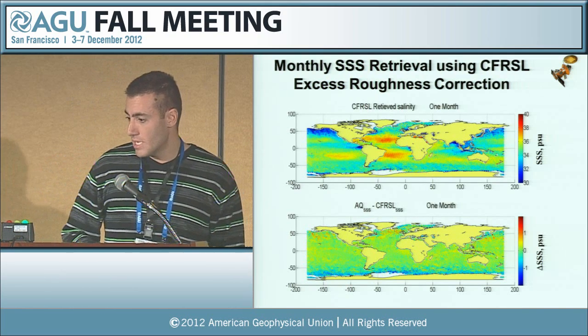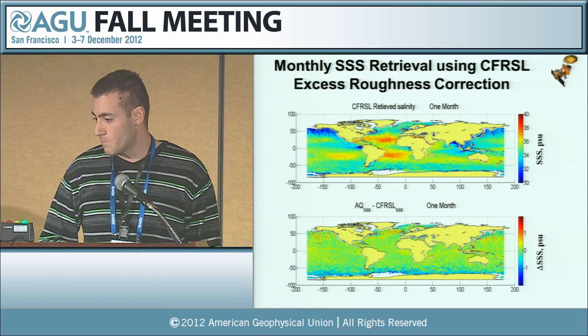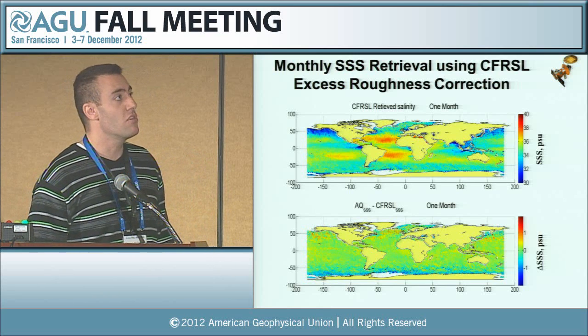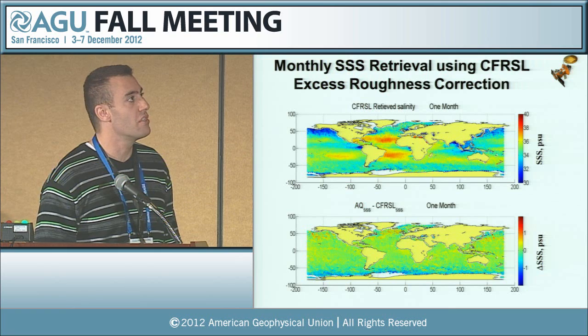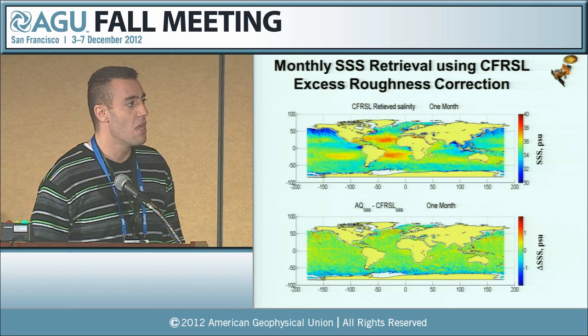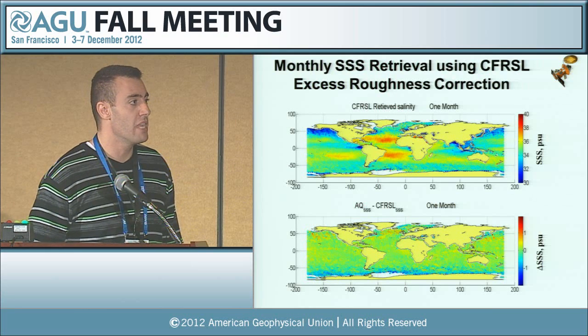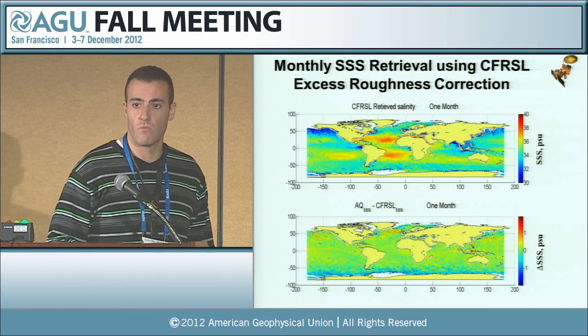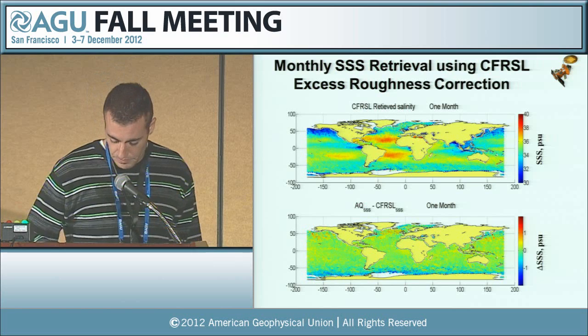Next plot, we did a monthly average for the same data. It's the Aquarius salinity, the CFR salinity and the differences between Aquarius and CFR. We can see that most of the errors have been eliminated for monthly averages.